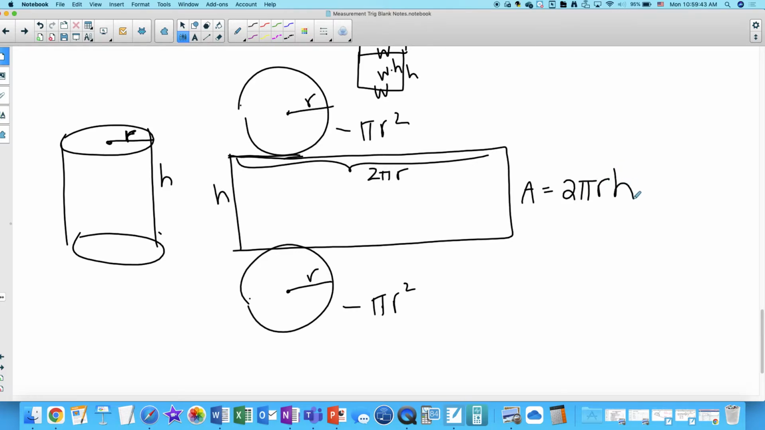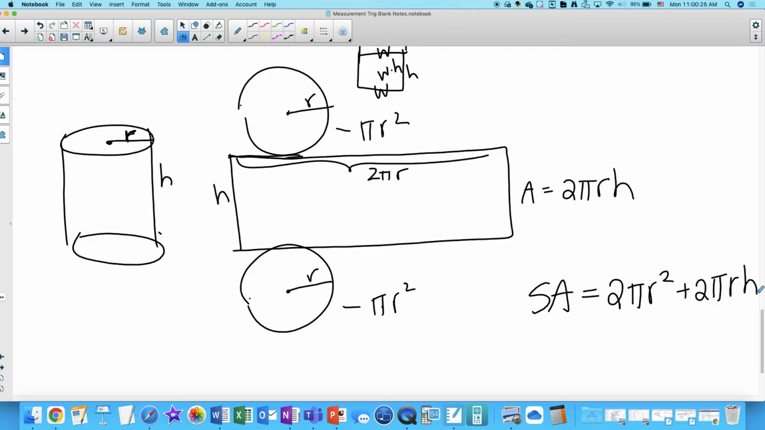Okay, now when we put this all together, I've got two circles, which are 2 pi r squared, plus this rectangle in the middle, which is 2 pi r h. Again, you do not need to memorize this, but you do need to know that the 2 pi r squared refers to the two ends, and the 2 pi r h is like the tubular middle part. Okay, this is all on your formula sheet. So if you look at your formula sheet, you will see all of these surface areas.